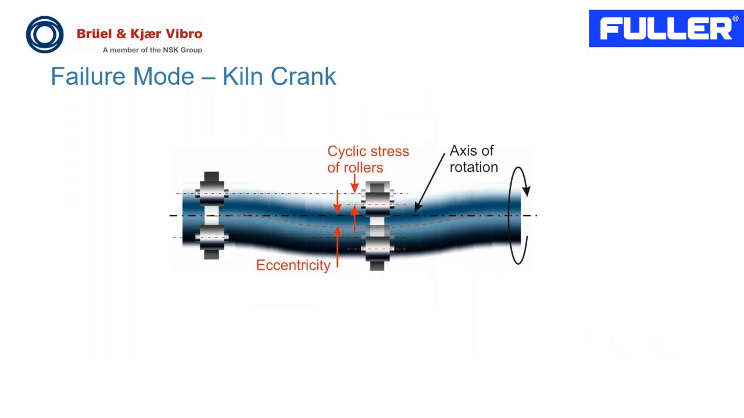Thanks, Michael. So the next failure mode that we are interested in monitoring is what we call Kiln Crank. Kiln Crank is a failure mode where the kiln does not rotate around its own axis of rotation. You could say that it is eccentricity of the kiln shell, or it is run out of the kiln shell.